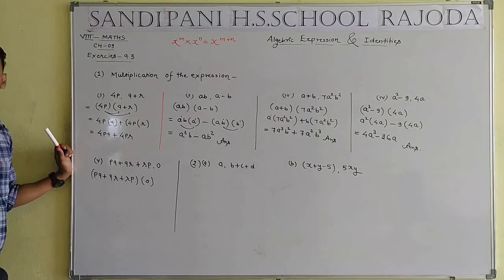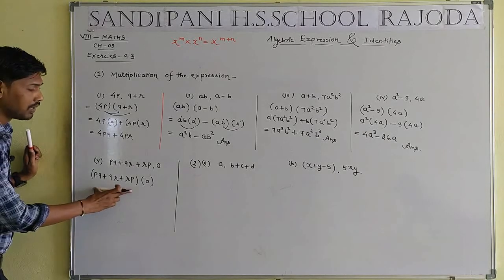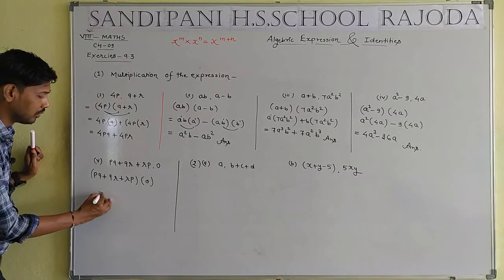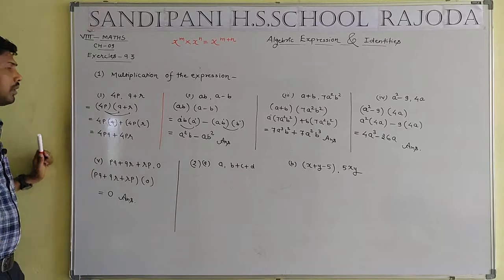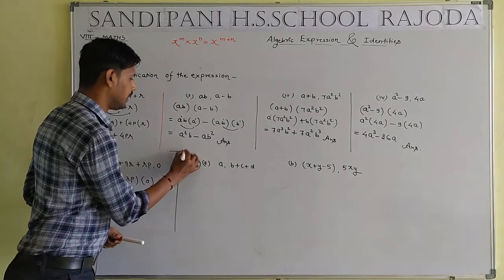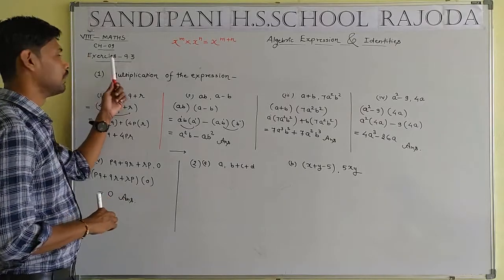2 into 0 will be equal to 0. 3 into 0 will be equal to 0. Any number multiplied by 0, then we get 0. Okay, student. Now we start the next question of exercise number 9.3.